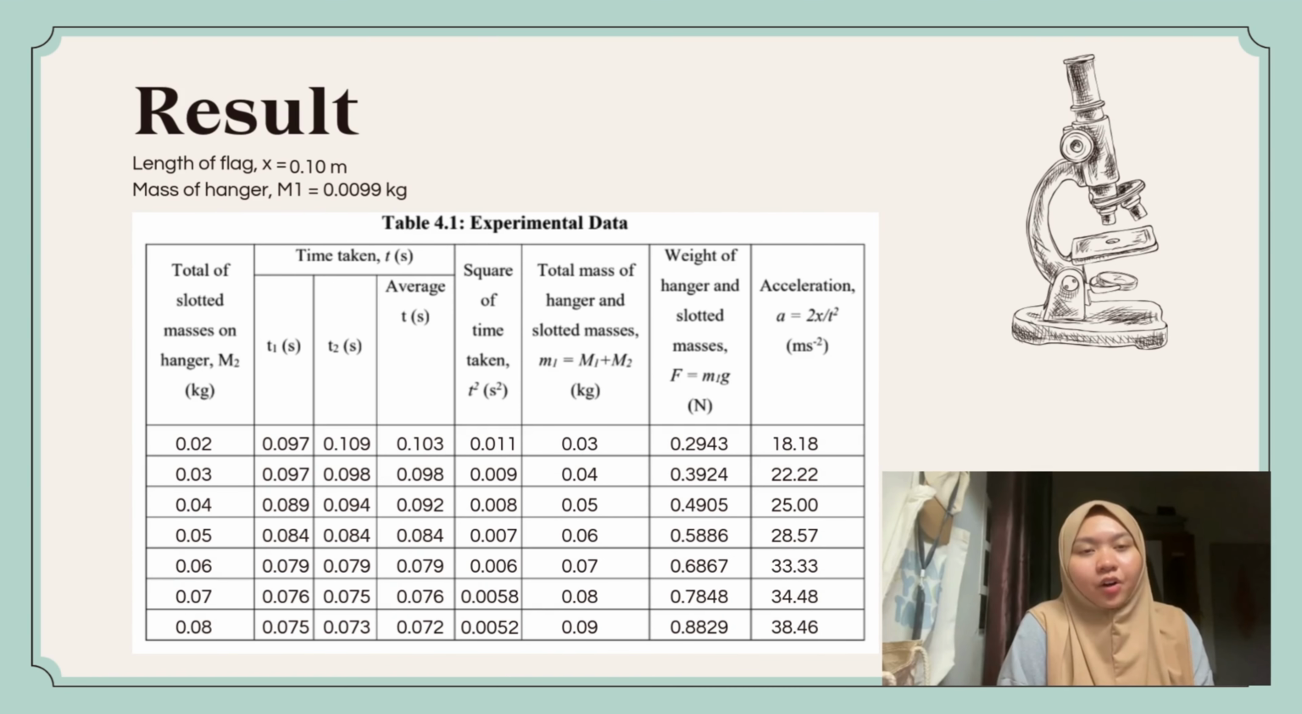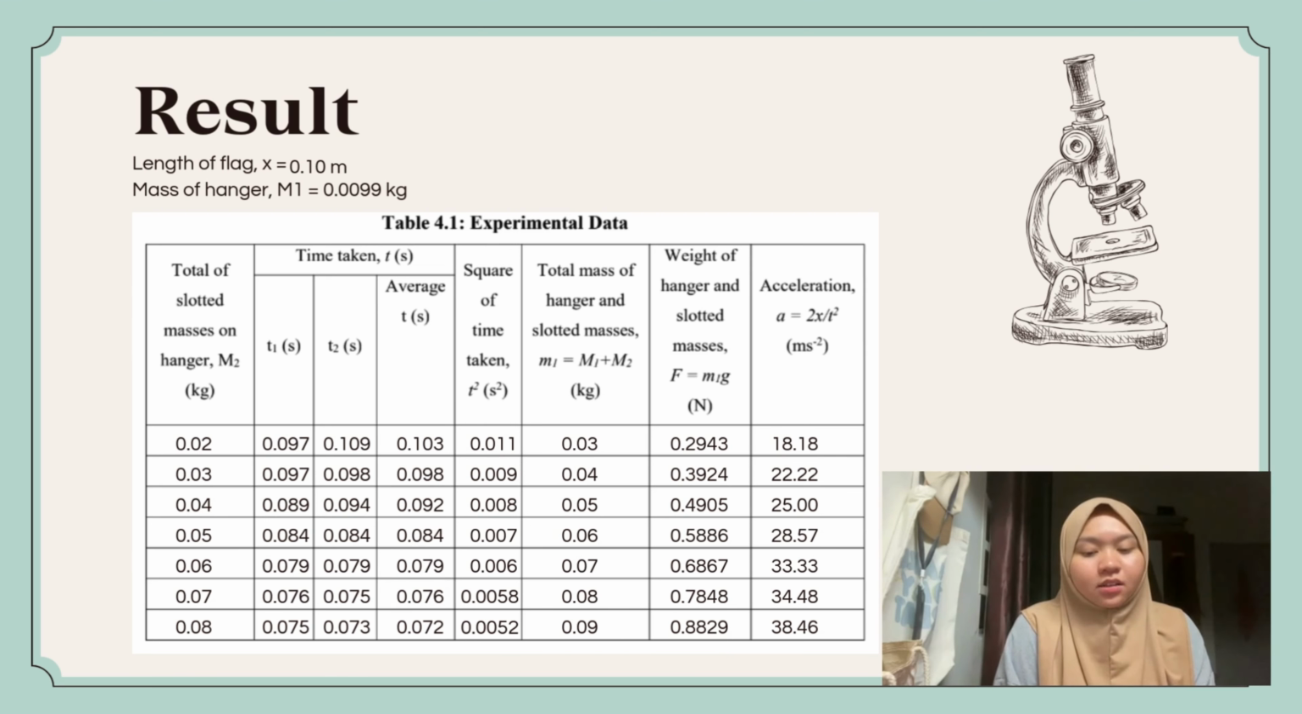Proceed to the result of this experiment. The length of flag in this experiment is 0.10 meter and the mass of hanger is 0.0099 kilogram. Firstly, we need to calculate the total mass of hanger and slotted masses by adding the mass of hanger with the total of masses on hanger.